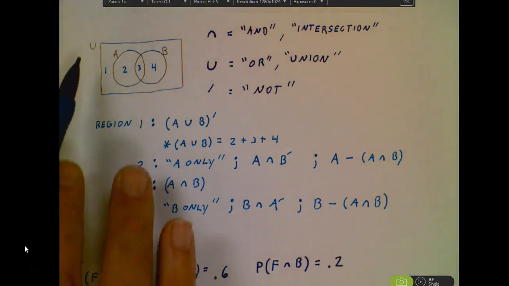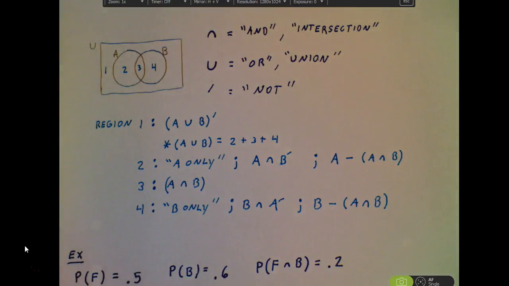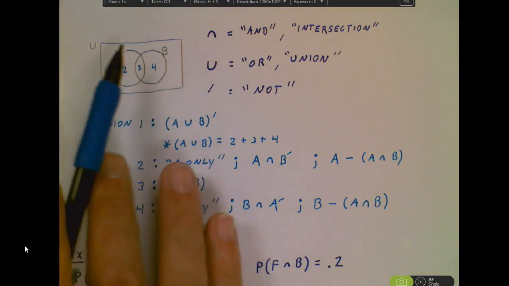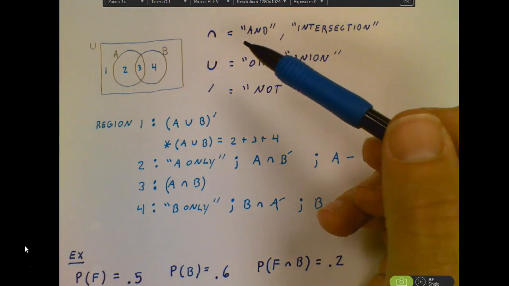And so we usually use a U for a Venn diagram on the outside. That represents the universal set. That just means everything possibly related to this problem is in that rectangle. So usually when it comes to probability, all this would add up to 100% if we do things in terms of percents. A couple symbols that you need to be familiar with.